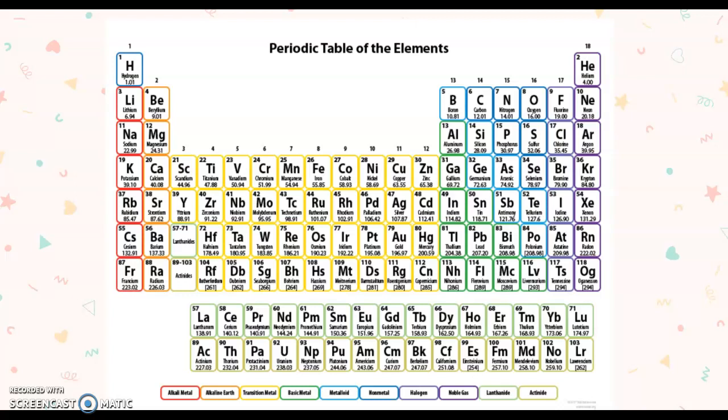If you are talking about molar mass, for example, potassium, its molar mass is 39.10 grams per mole. If you were talking about just the mass of an atom, it would be 39.10 atomic mass units. So slightly different. The numbers are the same, but the units would be a little different depending on what we're talking about.